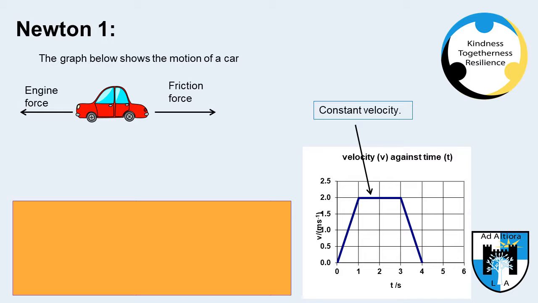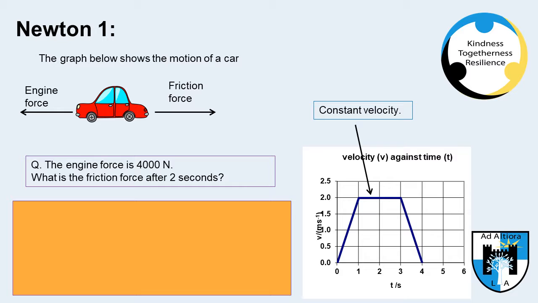So the graph that's shown in the bottom right here shows the motion of a car. At this particular point here, it's going at a constant velocity. How do we know that? Because it's a horizontal line. The engine force is 4,000 newtons. What's the friction force after 2 seconds? Well, 2 seconds is here, so it's in the constant velocity part of the graph.